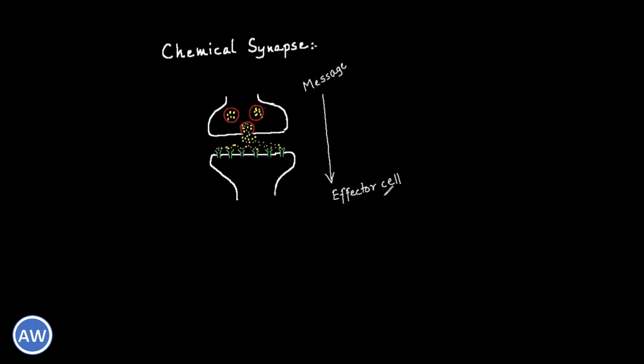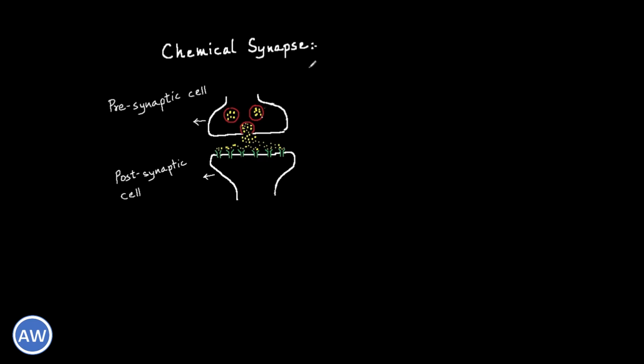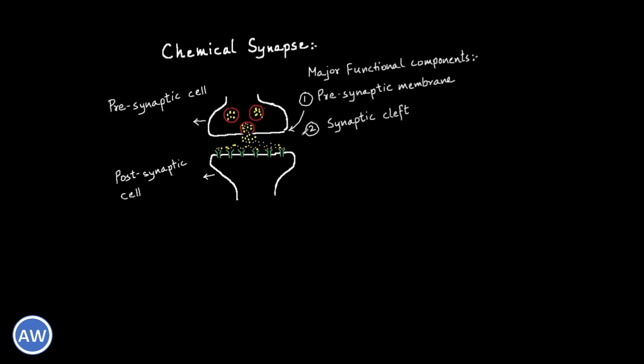In all chemical synapses, the message travels across the synaptic cleft to the effector cell, giving rise to some terminologies like the presynaptic cell, which is the neuron releasing the messenger molecule, and the postsynaptic cell, which is the neuron or the cell which is receiving the messenger molecules. This cell is also called the effector cell. Thus, if we again look at the major functional components of a synapse, there are three, namely the presynaptic membrane, the synaptic cleft, and the postsynaptic membrane.